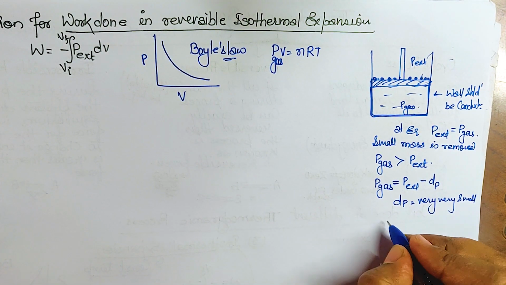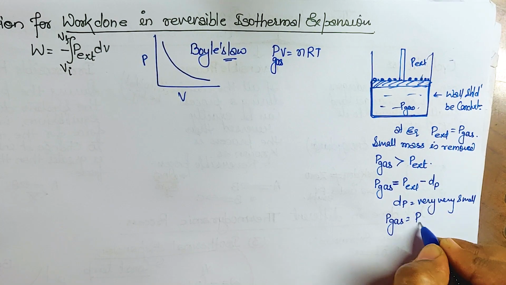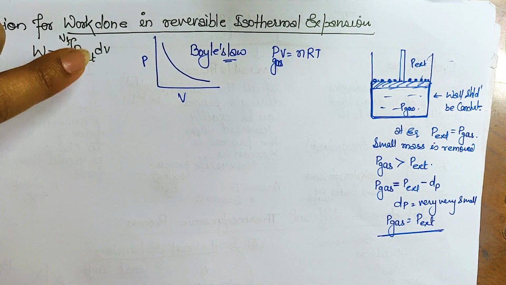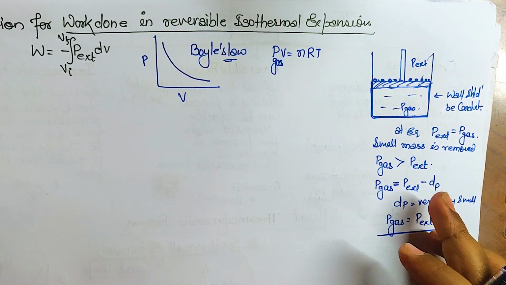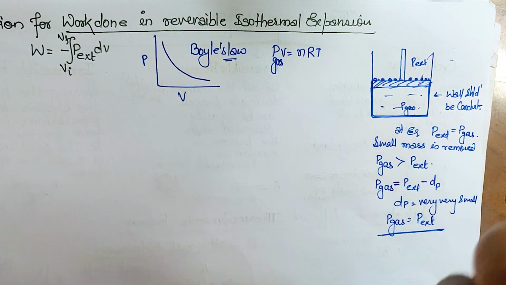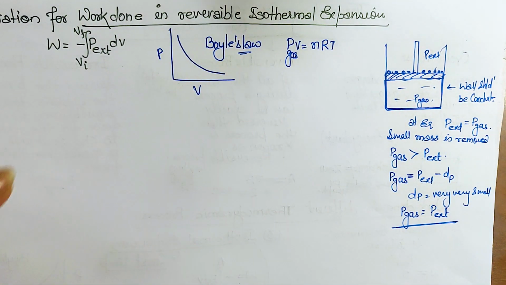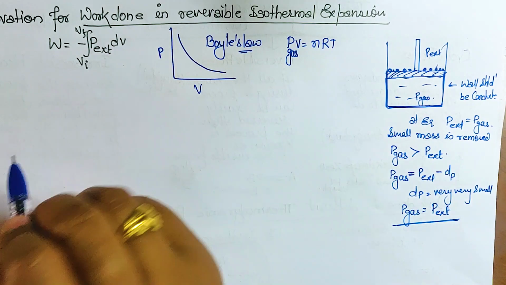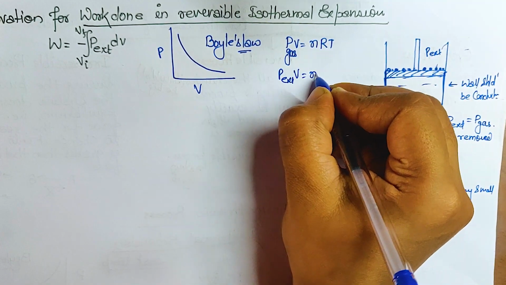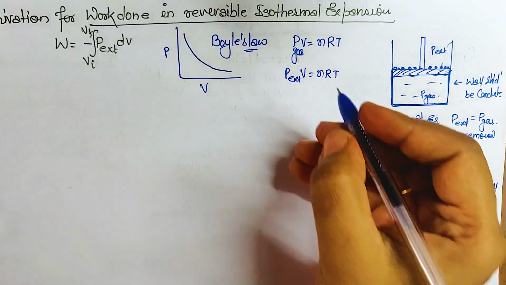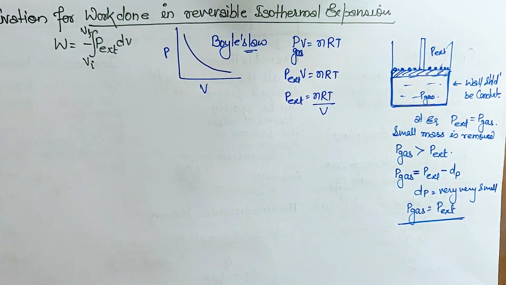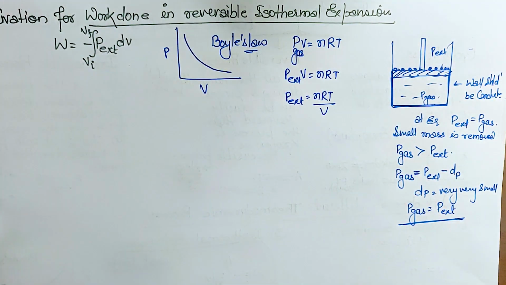And if we neglect it, what do we get? We get that P gas is equal to P external, isn't it? Got it? So here we can use this as P gas also, because we are taking a reversible expansion and a very small pressure is changed during the process. That's why we can use this formula. So now we can write P external equal to nRT upon V, isn't it? Now use this P external in this equation.